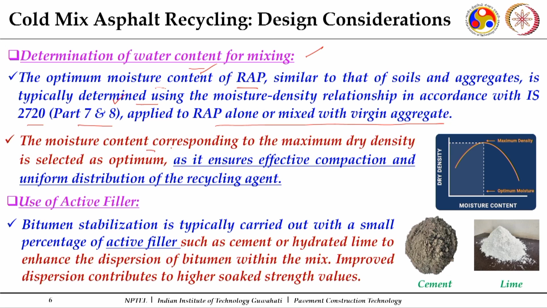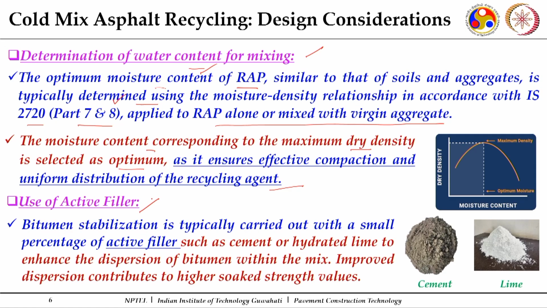The moisture content corresponding to the maximum dry density is selected as optimum, as it ensures effective compaction and uniform distribution of the recycling agents. Because if you have this, whatever recycling agent is there gets better distributed and you get a good density also.